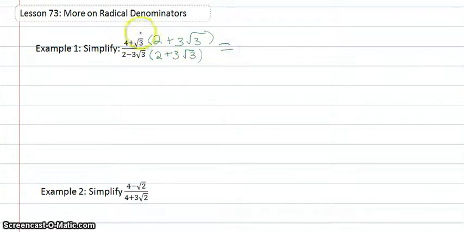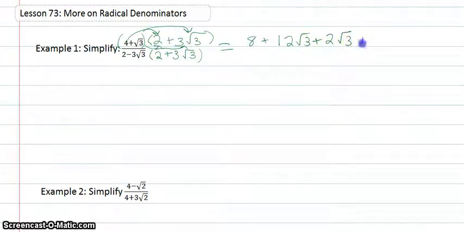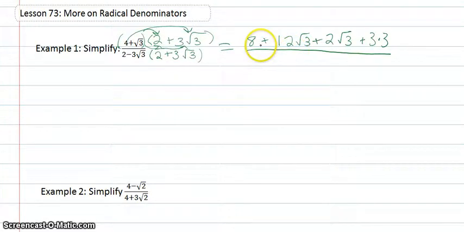Okay, and when you multiply these, you're going to be foiling. So I'll multiply the 4 across, so I'll have 8 plus 12 square roots of 3, and then I'll multiply the square root of 3 across. So that's plus 2 square roots of 3 plus 3 times 3. Okay, and then I'll simplify that in just a bit.